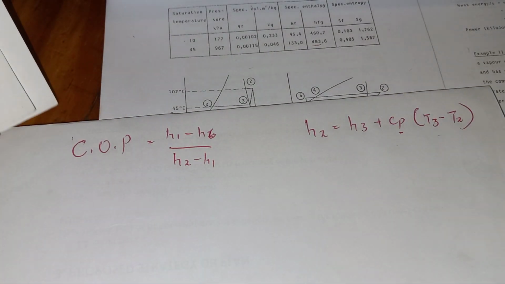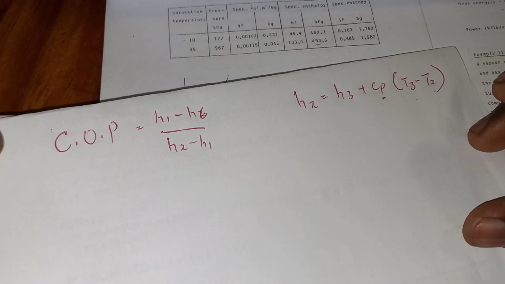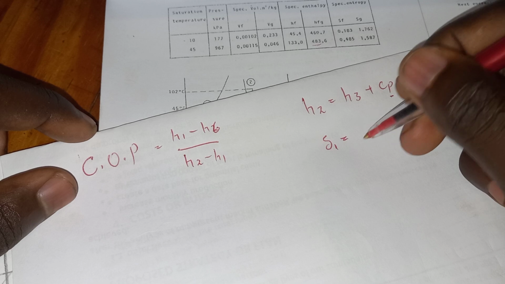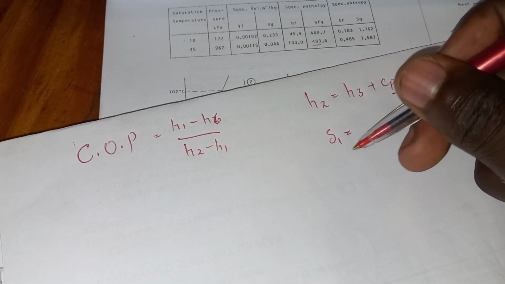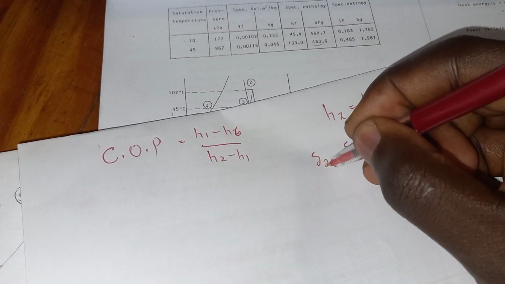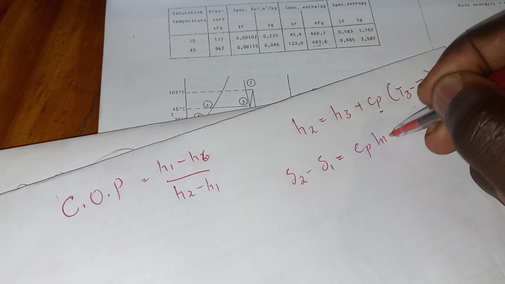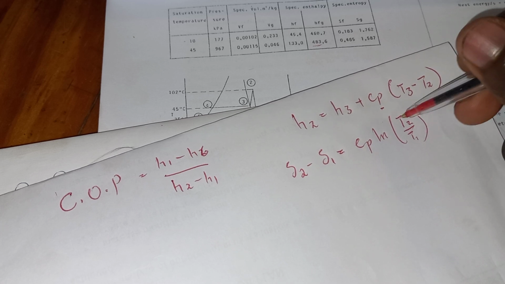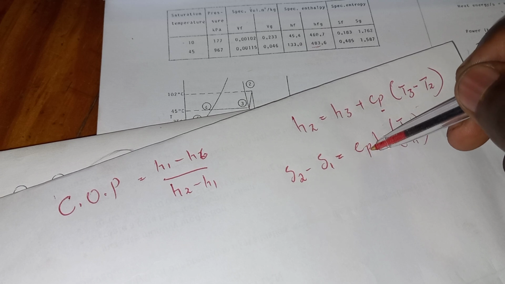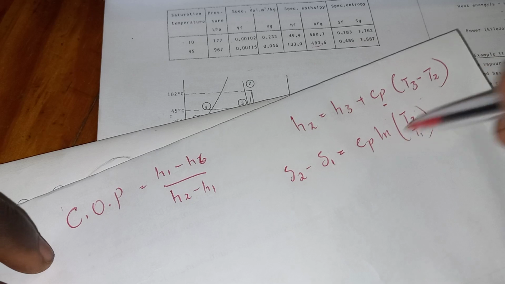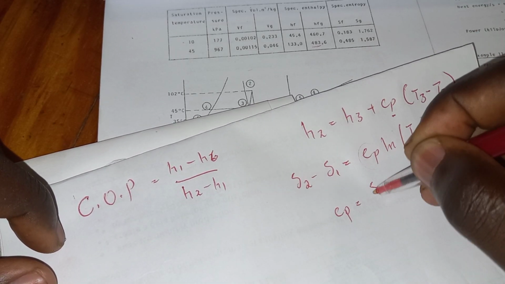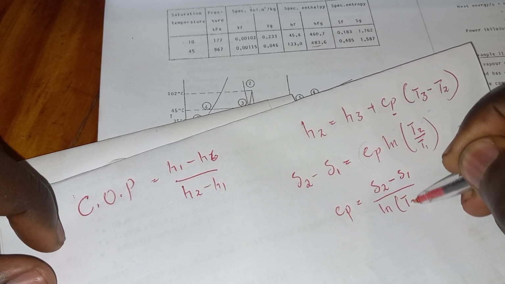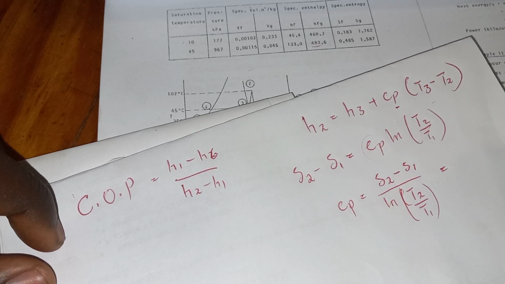The remaining problem now is Cp. To get Cp, we can use the formula of entropy. The change in entropy is S2 minus S1, which equals Cp times ln(T2 over T1). Make sure that when you use the temperatures here, they are in kelvins. So we can then say Cp is equal to (S2 minus S1) over ln(T2 over T1), and then you can get your Cp.